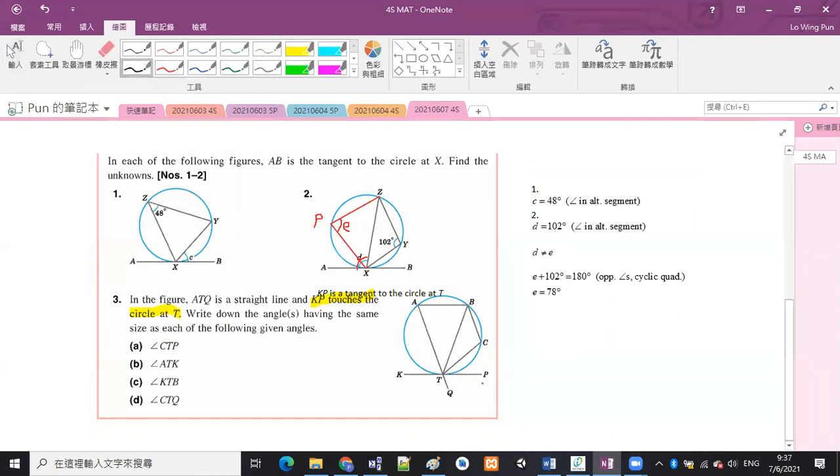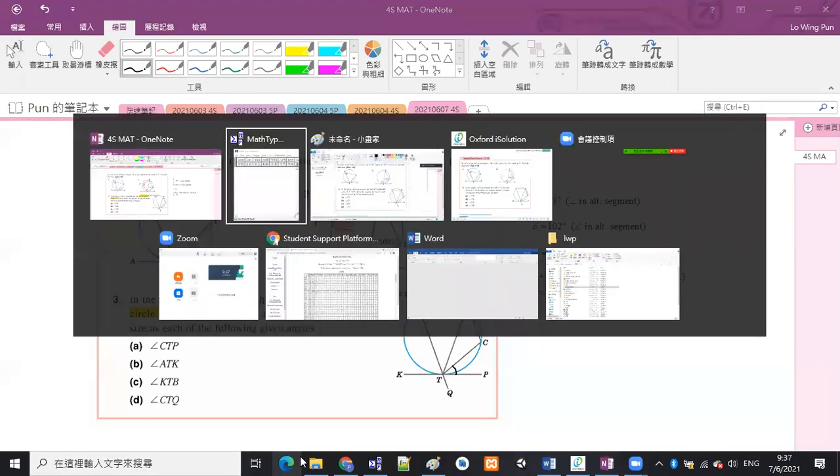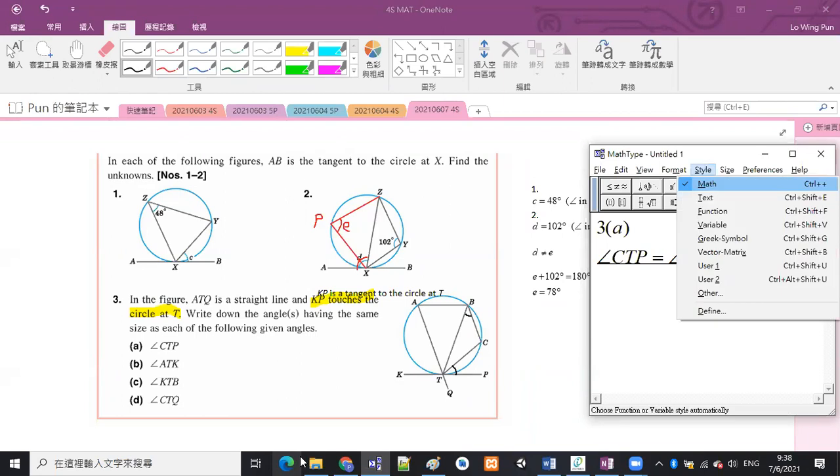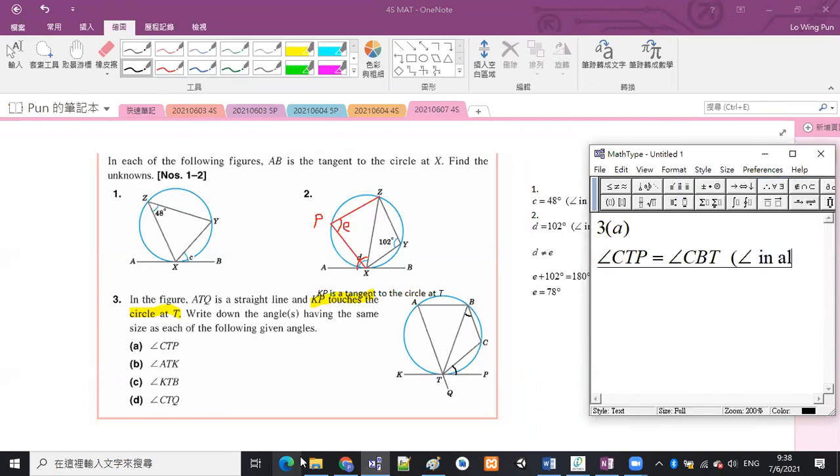Angle CTP. Okay, CTP is the angle between tangent and chord, right? Which chord is it leaning on? Chord CT. So which angle is looking at the chord CT? It should be this one, angle TBC. Okay, so they will be equal to each other. So 3A: angle CTP should be equal to angle CBT. And this is angle in alternate segment.